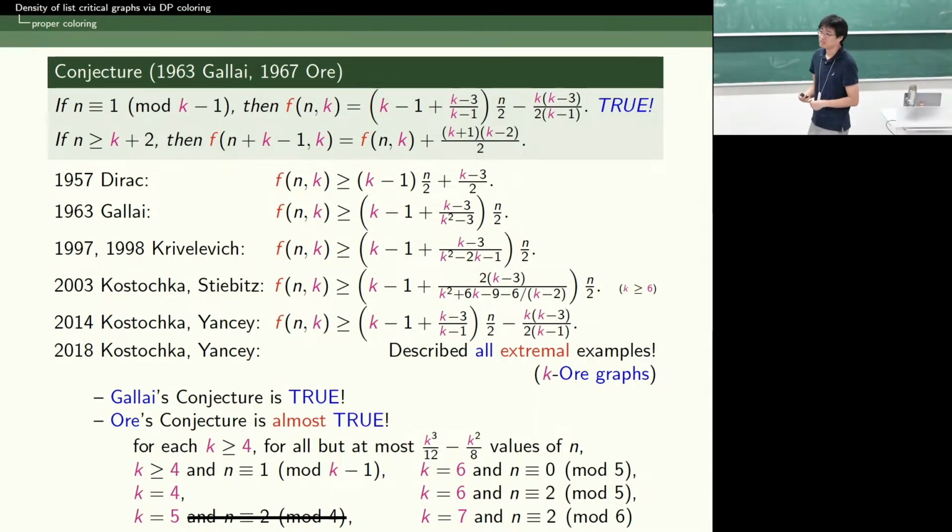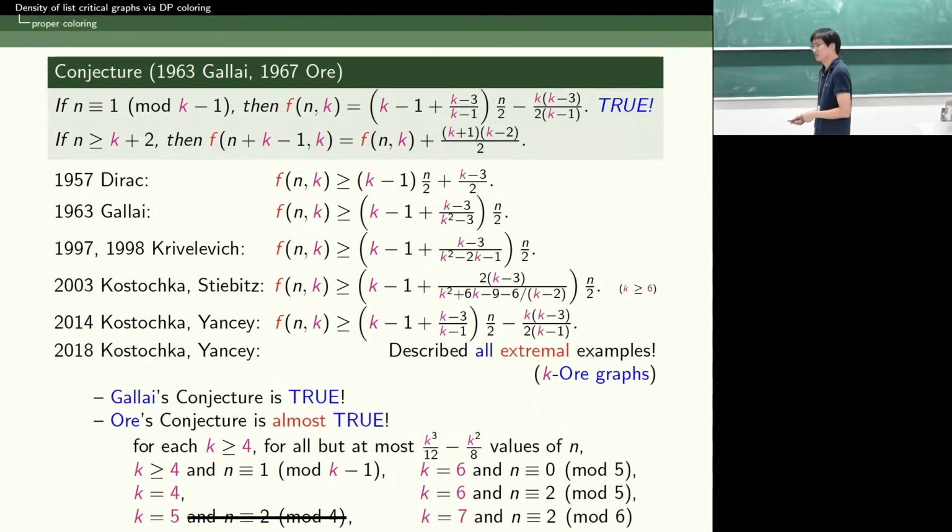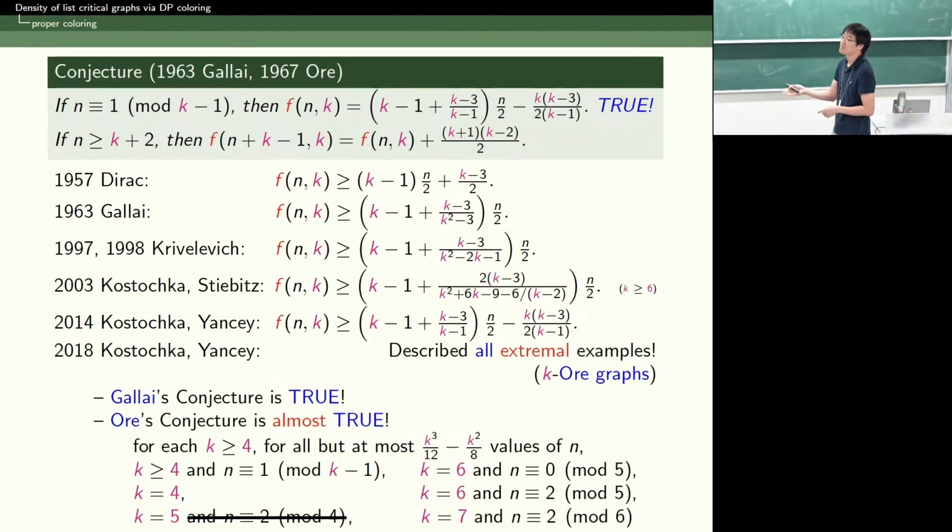So Gallai's conjecture is true, because Gallai only conjectured it for when n is 1 mod k minus 1, and then they proved almost Ore's conjecture. They proved the bound for all values except some finitely many values of n depending on k. So if you give me a k, it's true for almost all values of n except k cubed values of n.